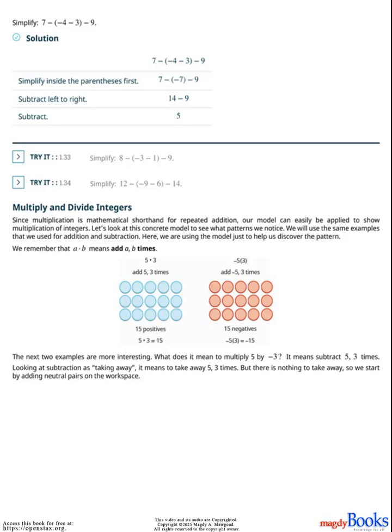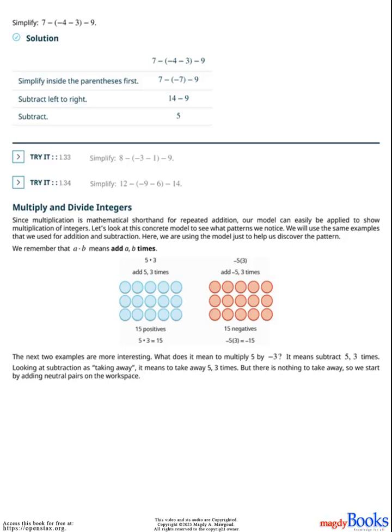We remember that a dot b means add a, b times. 5 dot 3: add 5, 3 times, 15 positives. 5 dot 3 equals 15. Negative 5 times 3: add negative 5, 3 times, 15 negatives. Negative 5 times 3 equals negative 15.